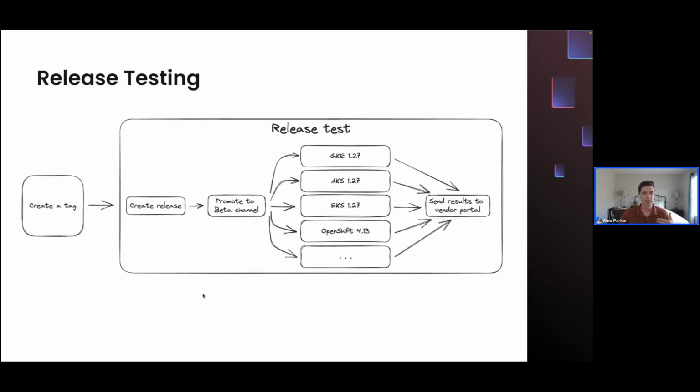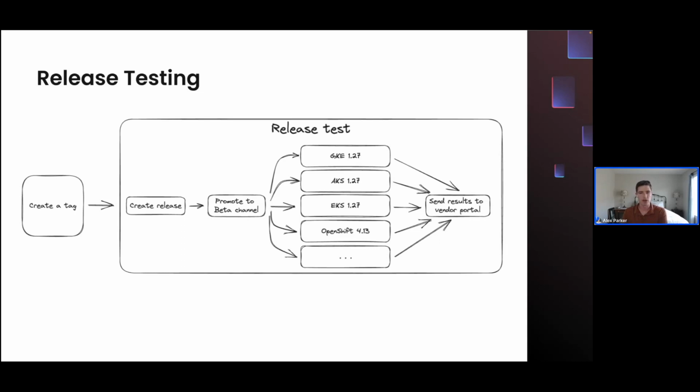So in addition to smoke testing, we want to do release testing as well. So maybe in this case, we want to test on the different Kubernetes distributions and versions that our application supports. So when I create a tag, that's going to kick off the creation of a release. That release gets promoted to my beta channel. And then the compatibility matrix is going to automatically create clusters for the different distros and versions that I support. So maybe some versions of GKE and AKS and EKS and OpenShift, and run my tests there. And then all of those results are going to get sent to the vendor portal.